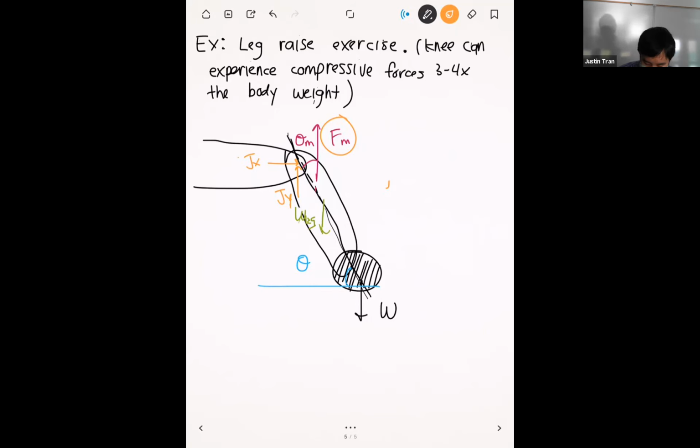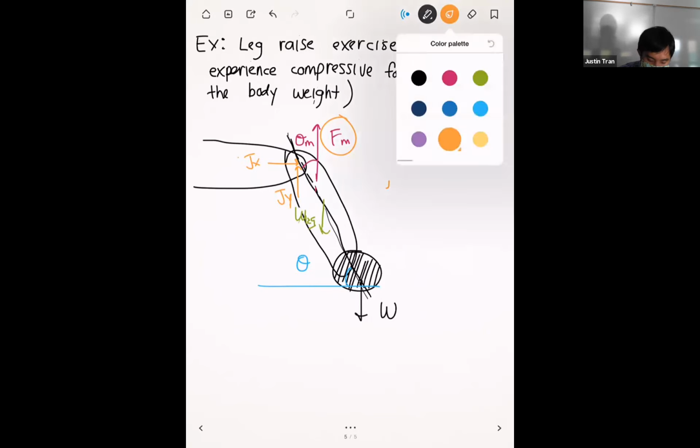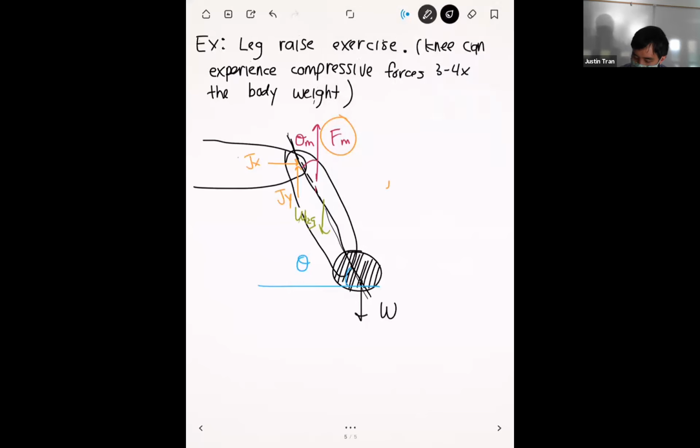Okay, so let me go ahead and draw, just because the space is a little bit tight here. Let me draw the free body diagram on the next page. Let's say that this is our leg. On the top side, we have the knee joint. On the bottom side, we have the ankle joint.